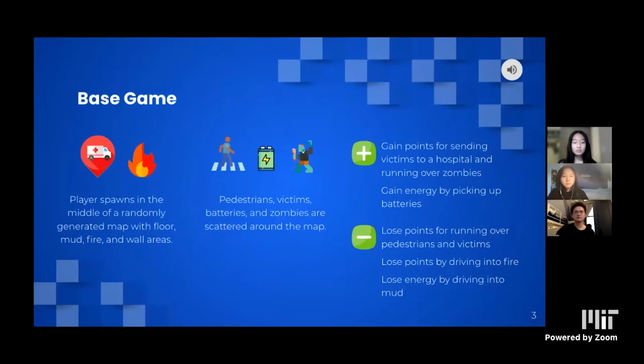In the base game, the player spawns in the middle of a randomly generated map with floor, mud, fire, and wall areas. Pedestrians, victims, batteries, and zombies are scattered around the map. The player can gain points by taking victims to a hospital and running over zombies, or gain energy by picking up batteries. The player loses points for running over pedestrians and victims, or driving into fire, and loses energy by driving into mud.